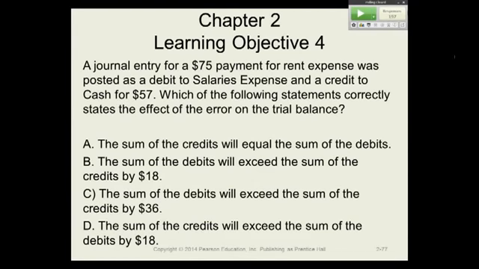All right, what I want to know here is which of the following statements correctly states the effect of the error. And here's the error. The journal entry for $75 for rent expense was inadvertently posted as a debit to salaries expense and a credit to cash for $57. So when you look at the trial balance, what's going to happen?